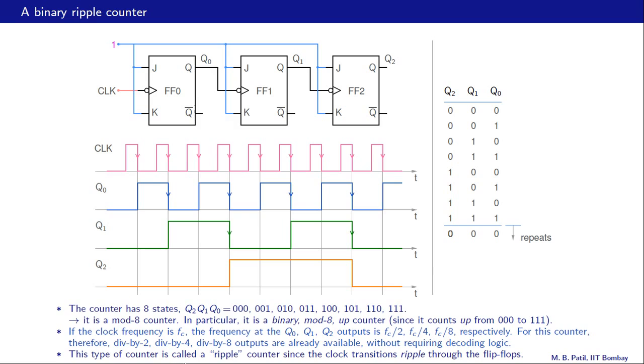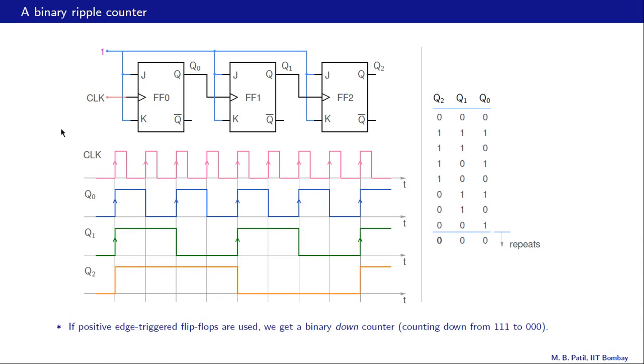This type of counter is called a ripple counter, since the clock transitions ripple through the flip-flops. And that is easy to see. The clock inputs for these three flip-flops are not the same. This one gets the actual clock. The clock for this flip-flop comes from the output of the previous flip-flop, and the clock for this flip-flop comes again from the output of the previous flip-flop. So in that sense, the clock ripples through these flip-flops, and that's why it's called a ripple counter. So it's a binary ripple up counter.